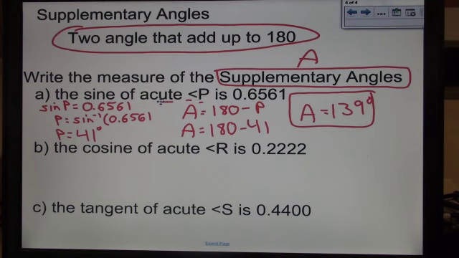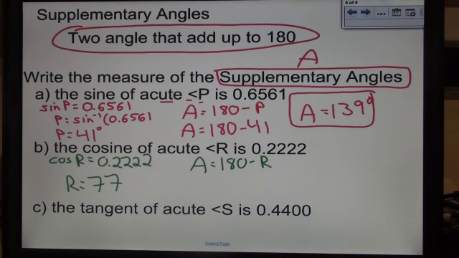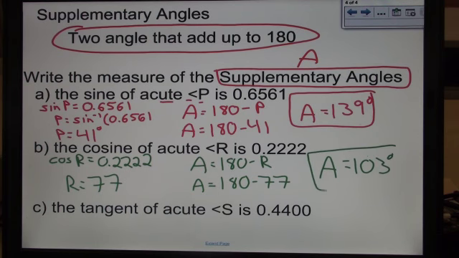Let's repeat the procedure just using the cosine and the tangent here. So the cosine, we do the same thing. Cosine of angle R equals 0.2222. I put in the inverse cosine and I find out that angle R is 77 degrees. So A would be 180 minus R, well, 180 minus 77. And we get here A equal to 103 degrees. So you can see it's fairly straightforward, this work.